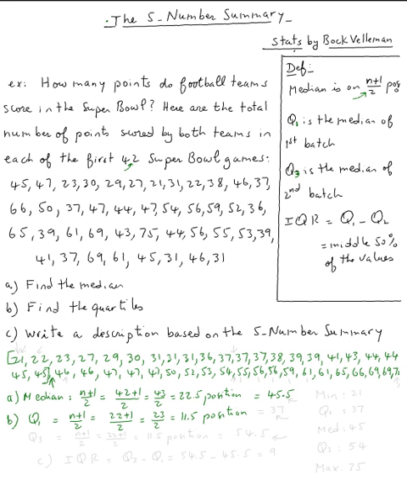So we count to 11.5: 1, 2, 3, 4, 5, 6, 7, 8, 9, 10, 11.5. The 11.5 position would be right between 37 and 37. In other words, it's just 37.